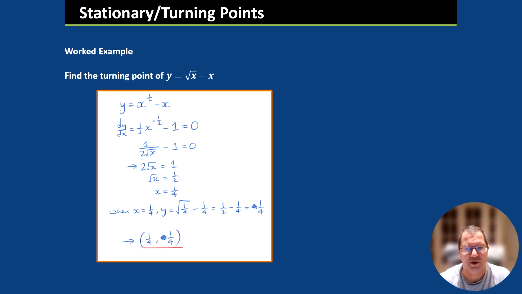For our next worked example, we've been asked to find the turning point of y equals root x minus x. So we start by writing that as y equals x to the half minus x, which we differentiate. That gives us a half x to the minus half, minus 1, is 0. If we solve that, we get 2 root x equals 1. So root x is a half, and then squaring both sides, we get x is equal to a quarter. And when x is a quarter, y is also a quarter. So the turning point of that curve is at (1/4, 1/4).